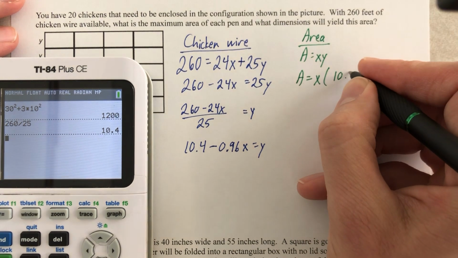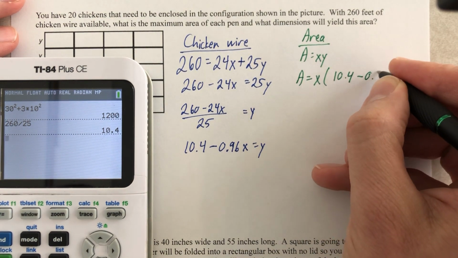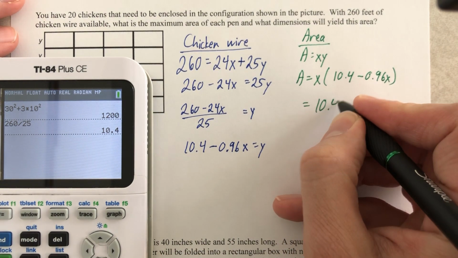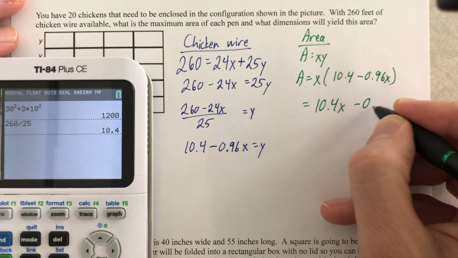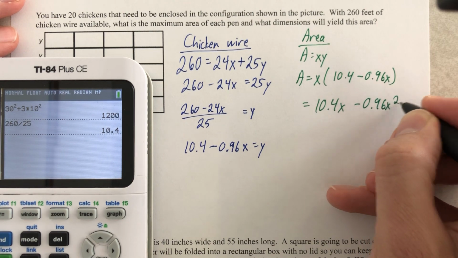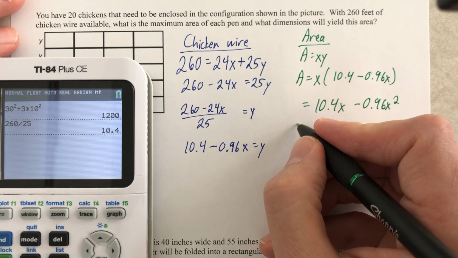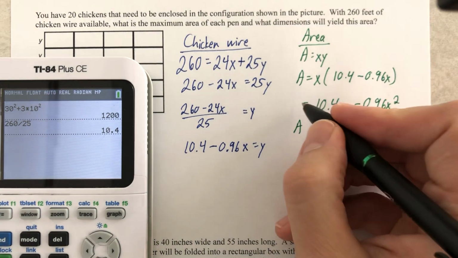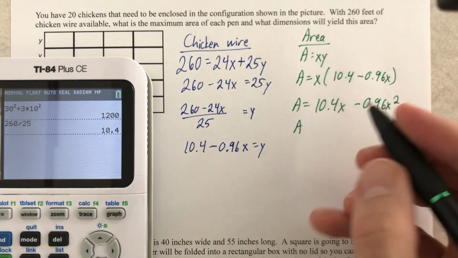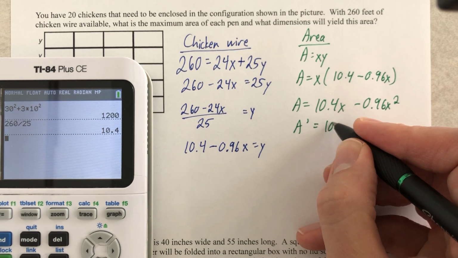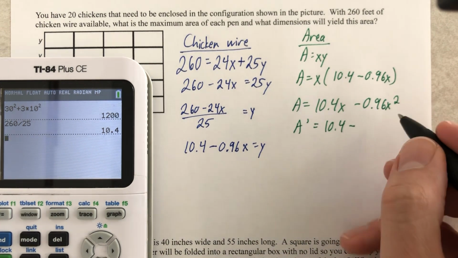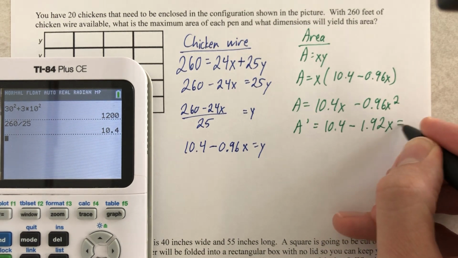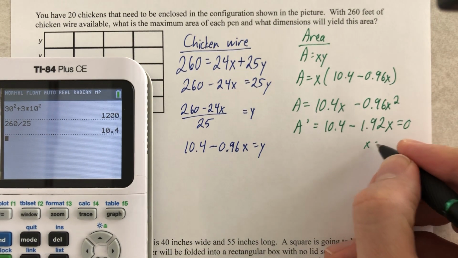So 10.4 minus 0.96x, and we're going to distribute. So 10.4x minus 0.96x squared, and we're going to, almost said set it equal to 0. No, we're not. We're going to find the derivative of that. This is simplified as much as we can make it. So 10.4 minus, and 0.96x squared, that's 1.92x. We'll set that equal to 0.